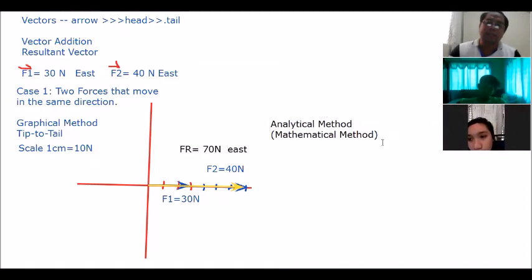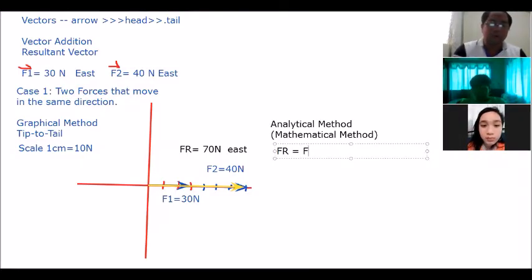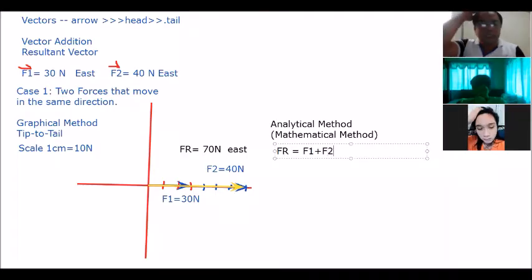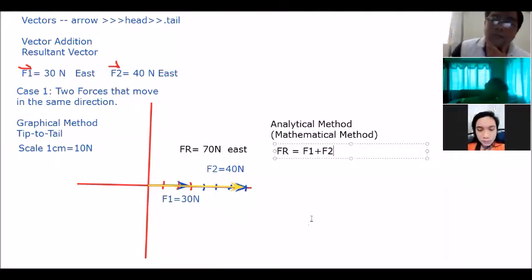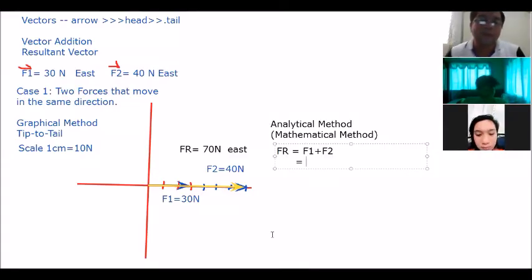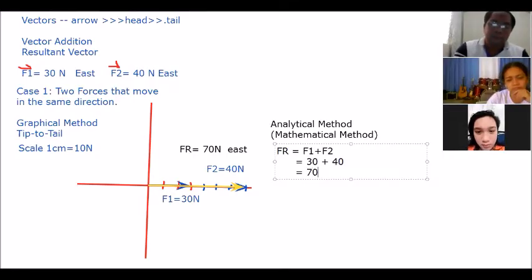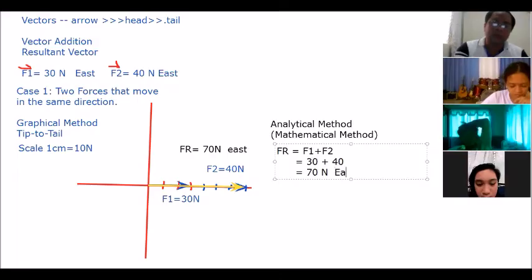So if you try to find, again, the value of FR, our method will simply be equivalent to the sum of F1 plus F2. So if you add F1 and F2 together, F1 is going right, so it is 30. F2 is also going right, so it's 40. Their total is how much? 70. So it's 70 newtons, and it is going east.